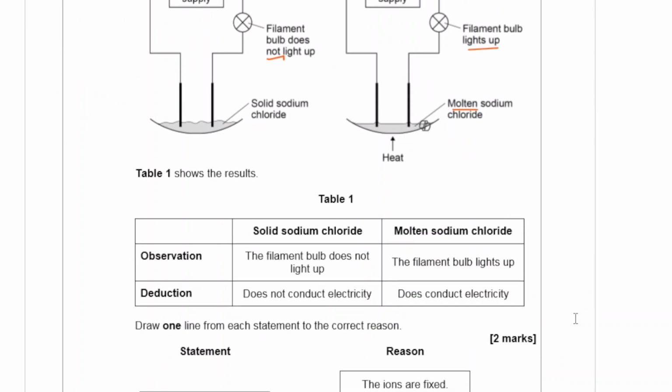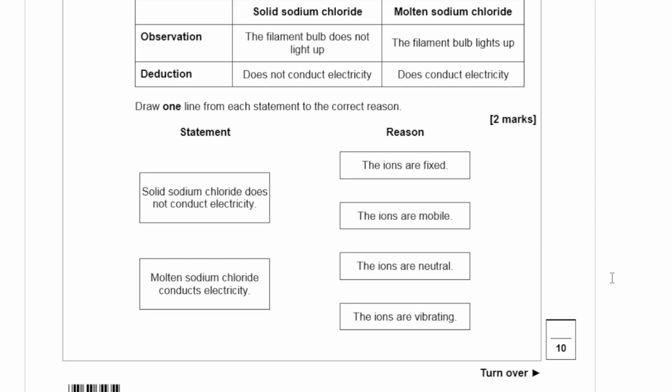Now, observation: the light bulb does not light up when it's solid sodium chloride. When molten, the bulb lights up. Deduction: does not conduct electricity, does conduct electricity. Okay. Draw one line from each statement to the correct reason. Solid sodium chloride does not conduct electricity.